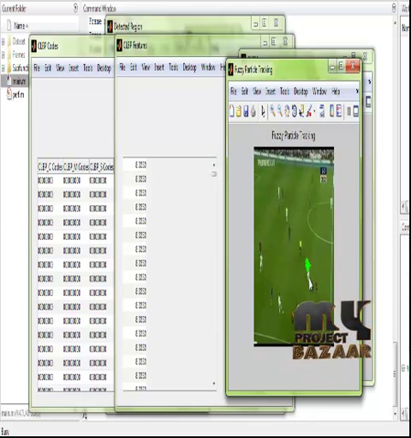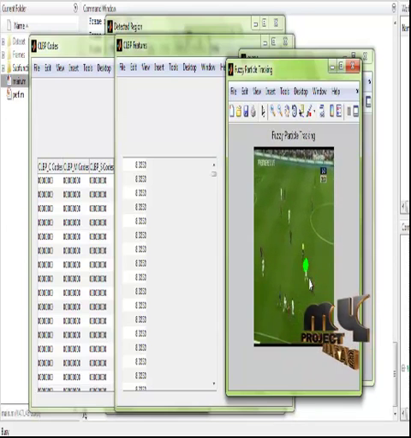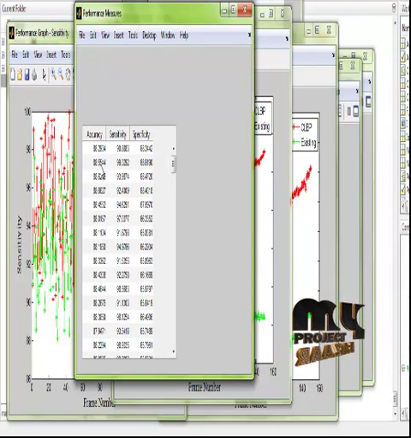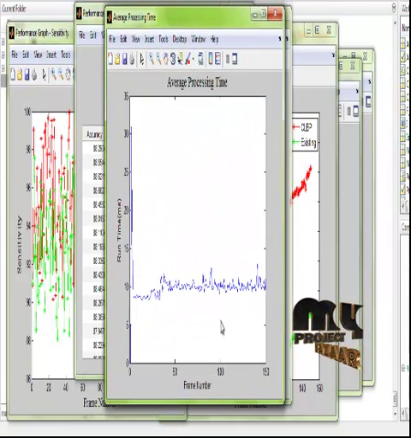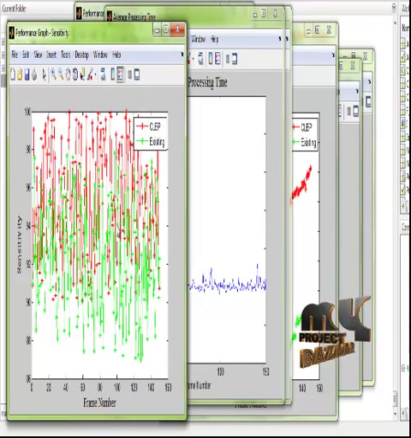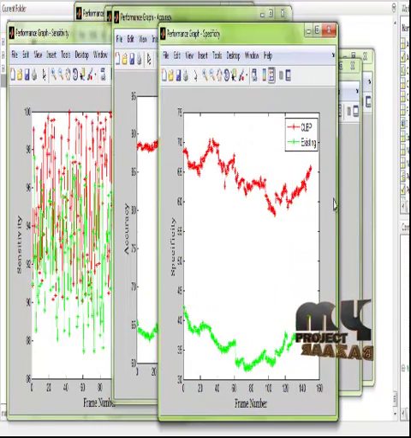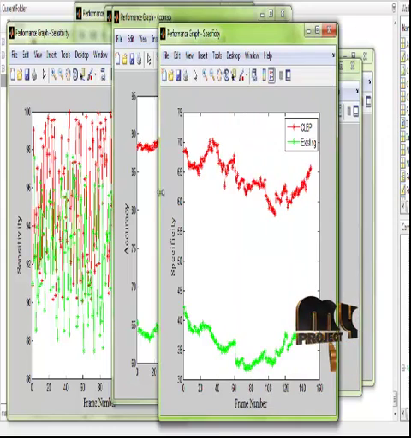Finally, the performance of the process was measured. The performance of the process is measured in terms of the accuracy, sensitivity and specificity. Average processing time is measured for each and every frame of the video. The comparison between the existing and the proposed approach is done statistically in the process.